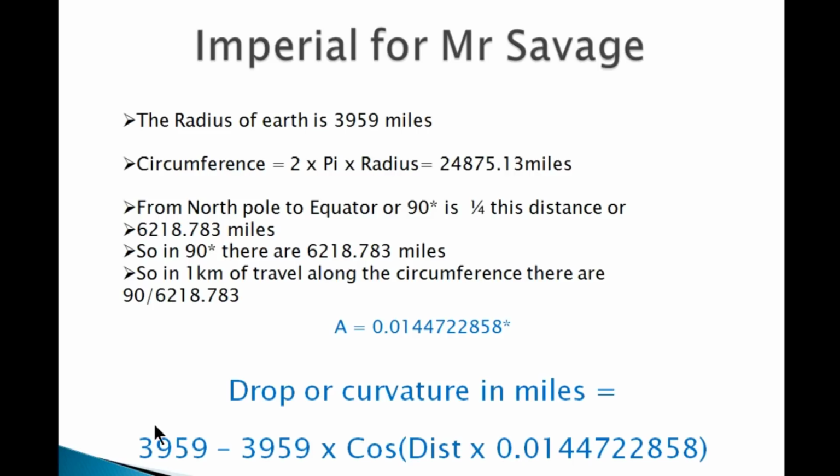So this is the equivalent formula for doing the same calculation in miles, which is 3959 minus 3959 times the cosine of the distance times 0.0144722.858.